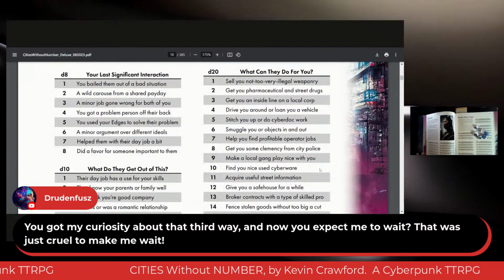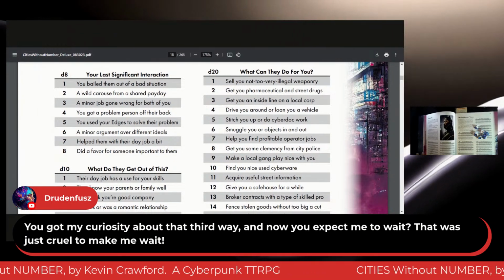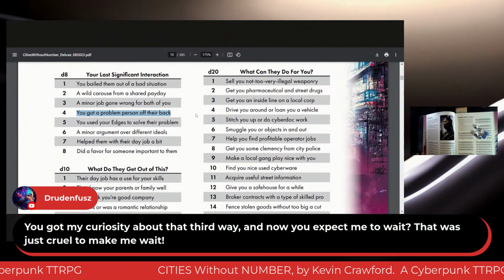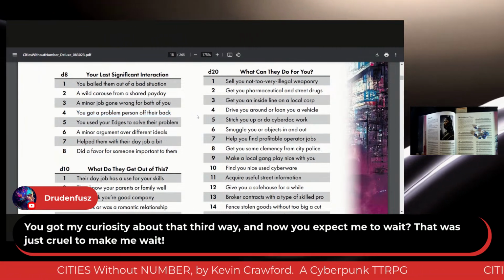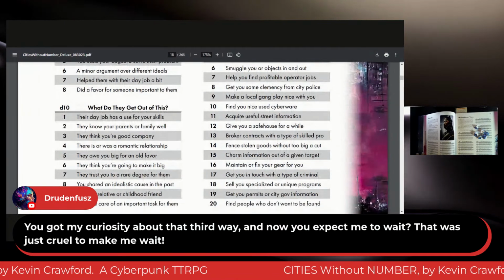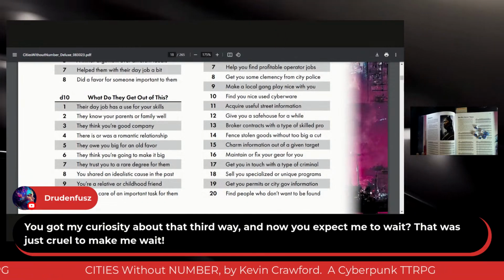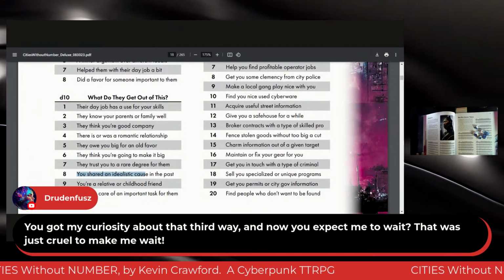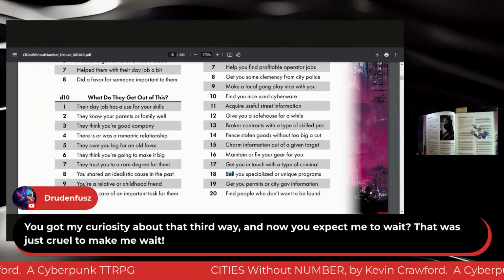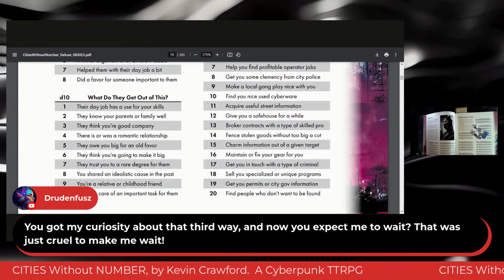On the D8, I rolled a 4. You got a problem person off their back. Maybe they had a debt or gang member or something like that. And the D20, I rolled an 18. And on the D10, rolled an 8. You shared an idealistic cause in the past, and they sell you specialized or unique programs. Kind of cool. All right.